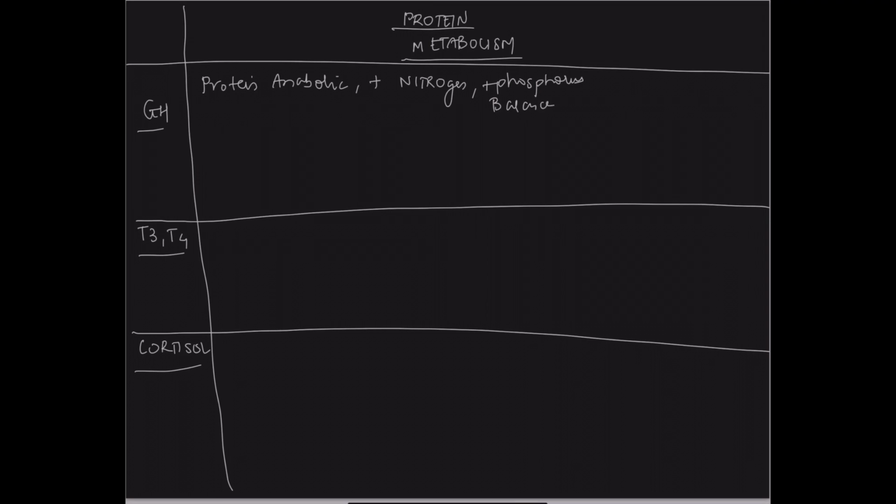That means because of GH, the plasma phosphorus levels increase, but the other levels decrease. Now, which are the others? Blood urea nitrogen, that is BUN, and amino acid levels. So, plasma phosphorus levels increase, but BUN and amino acid levels decrease.